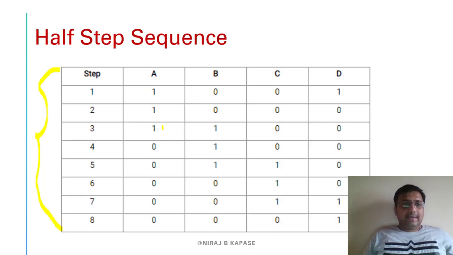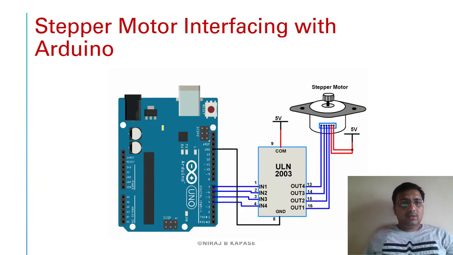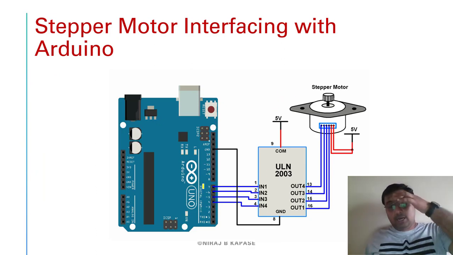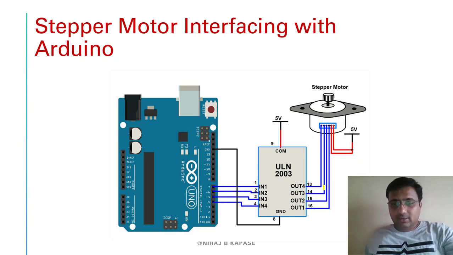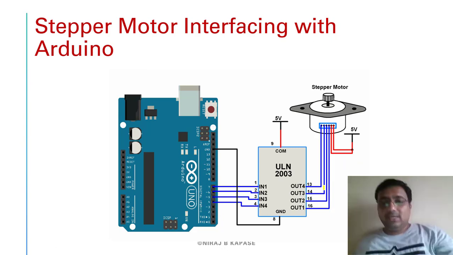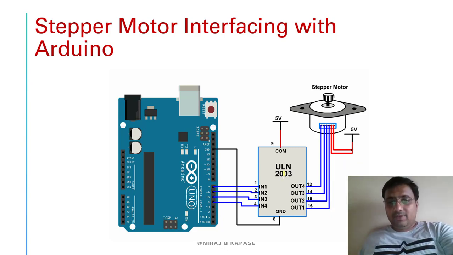We'll see the interfacing diagram of this stepper motor with Arduino. Here the Arduino will not produce that much current to drive a stepper motor directly. So to improve the current, we require a current driver IC or a motor driver IC. Here we are using a motor driver IC named ULN2003, which is used for driving the motor.